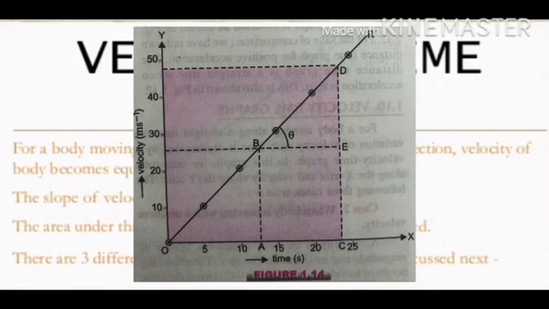Now the second, distance traveled by the body. The distance traveled by a uniformly accelerated body in a certain interval of time is given by the area under the velocity time graph. So the distance is equal to the area of rectangle BACE plus the area of triangle BED.